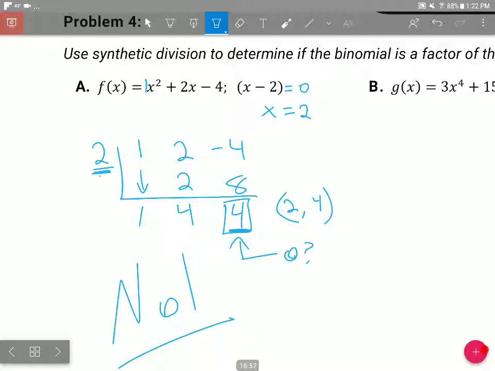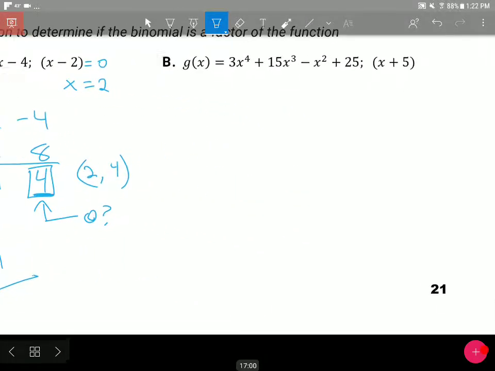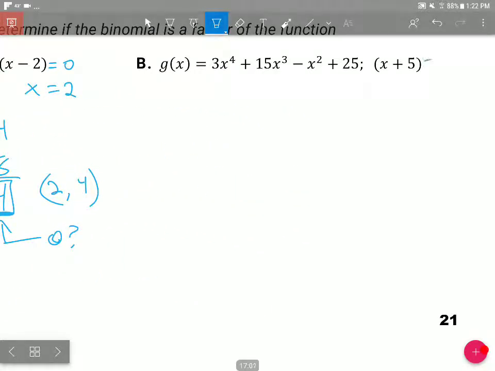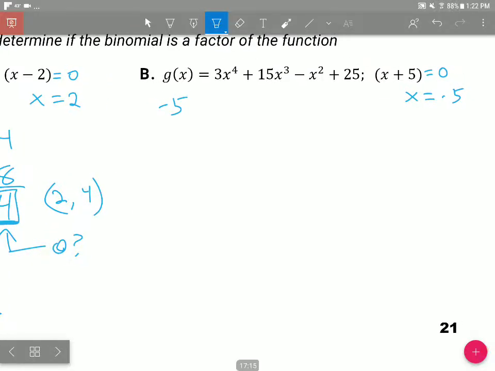Let's try letter B. First things first. If I set the x plus 5 equal to 0, I'm going to divide by x equals what? Negative 5. Good. All right. So negative 5. And then what are your coefficients for this? 3, 15, negative 1, and 25. Very, very close. What goes after the negative 1? Oh, 0. Good. That was a dirty, rotten trick. Everybody has fallen for it today.